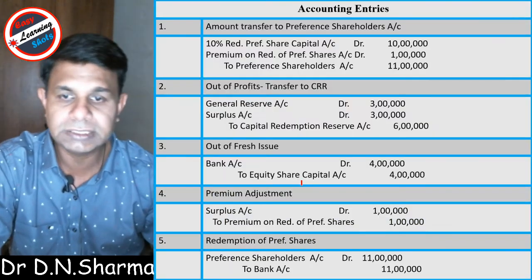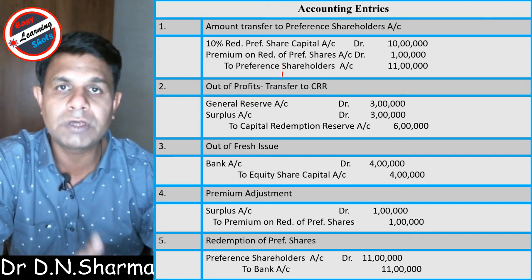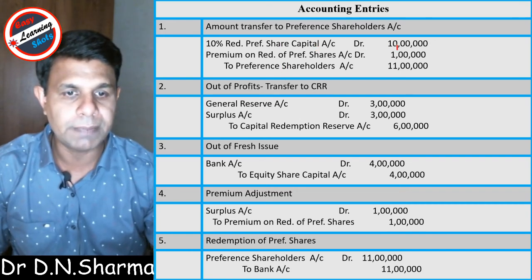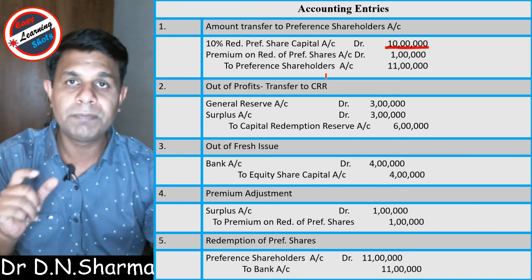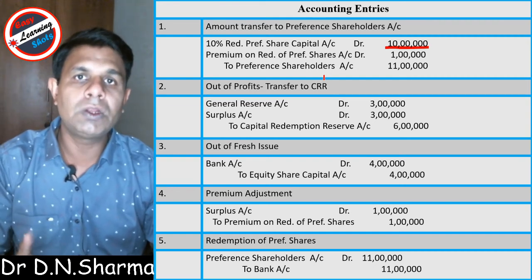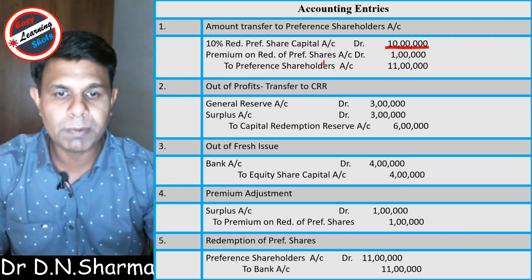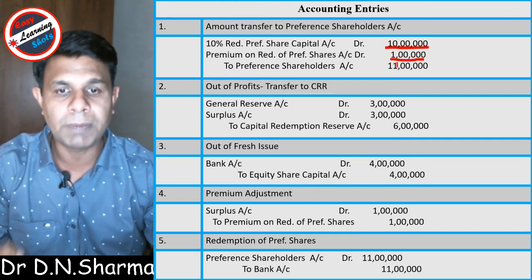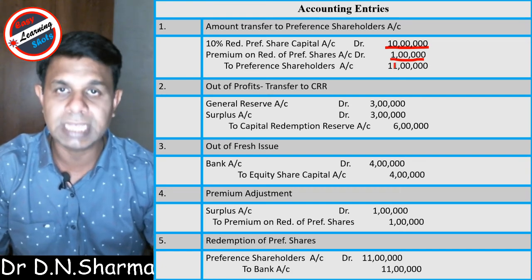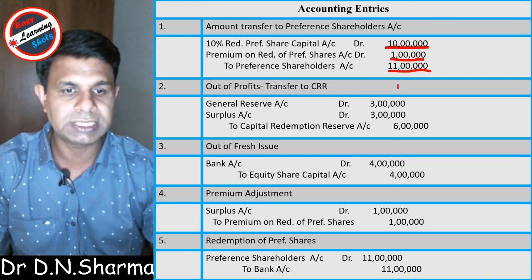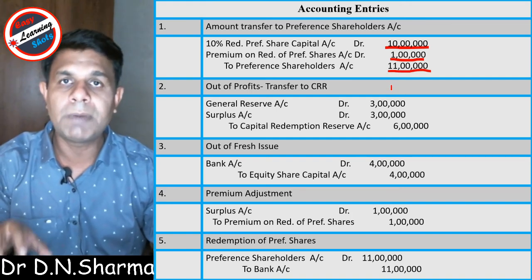Now we do the general entries. First entry, where the amount of liability is transferred to the preference shareholders account. Here the preference share capital account is debited with 10 lakh rupees. Now when the company pays a premium to preference shareholders, it is our loss, and all losses are debited. So we debit the premium on redemption of preference shares with rupees 1 lakh, and the whole liability, or the amount paid to the preference shareholders, that is 11 lakh, is transferred to the preference shareholders account. So to preference shareholders account, that is 11 lakh rupees. Now the amount is transferred.